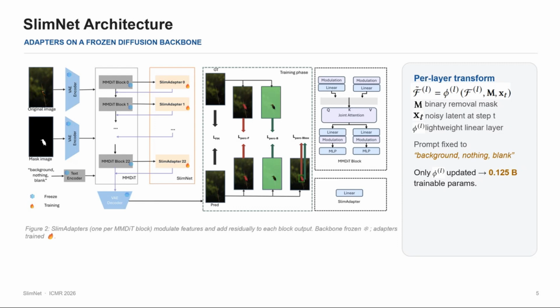The transformed feature is added residually back to that block's output as a parallel branch, as the figure shows, and flows into the next block. Because only these linear layers are updated, we add just 0.1 to 5 billion trainable parameters while keeping the full generative power of the backbone. This is the core of SlimNet's efficiency. We don't rebuild the model, we gently steer it.